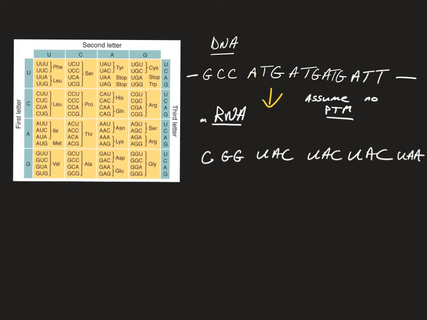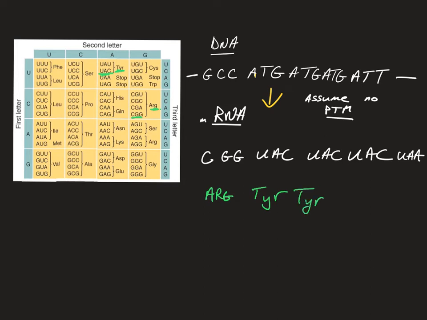So I go to C. My first letter, G. Arginine is correct, so it's arginine. What's UAC? Tyrosine. There's UAC in case you missed it, and CGG is here in case you missed it. There's arginine, there's tyrosine. What's UAC? Tyrosine, so you got 2 tyrosines in a row.